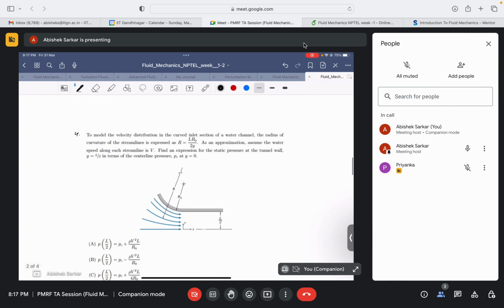This basically means that P at y equal to 0 is equal to Pc. It may turn out to be a helpful boundary condition when you solve the governing equation. So keeping that in mind, you need to find the pressure at the tunnel wall.